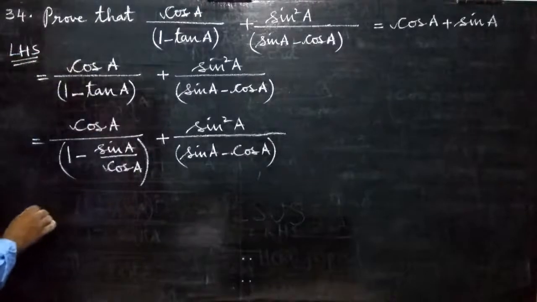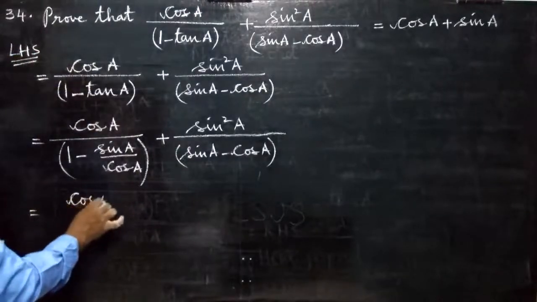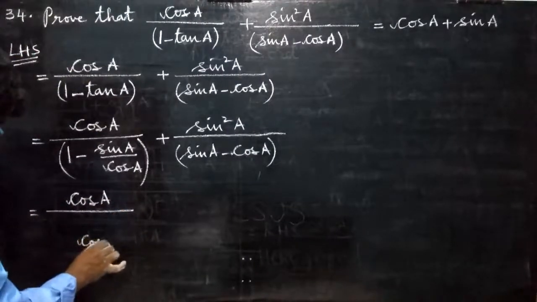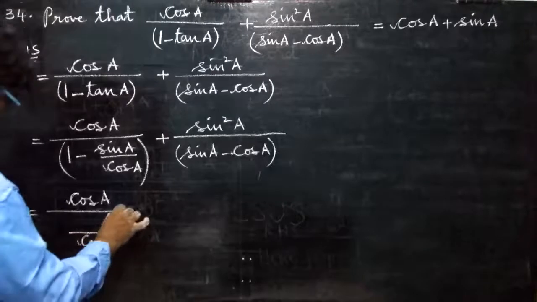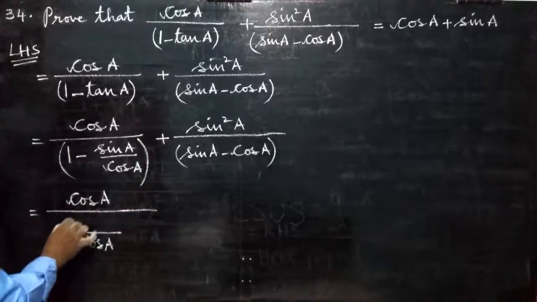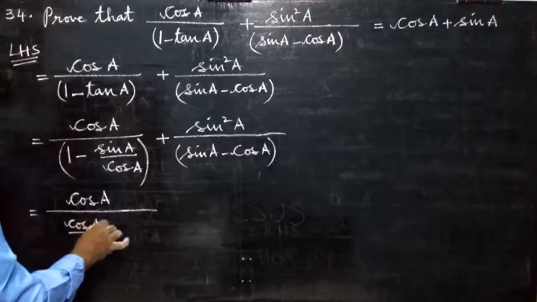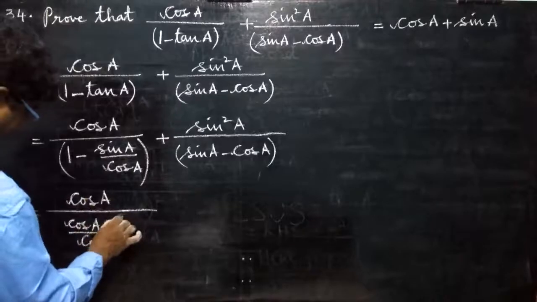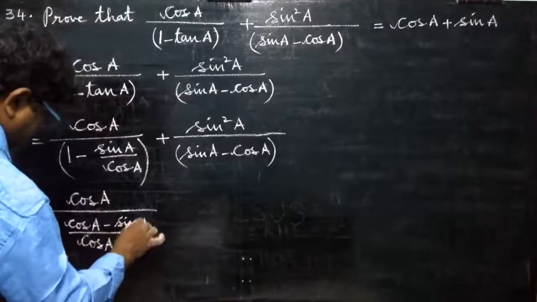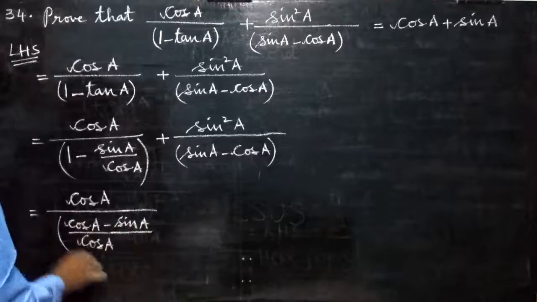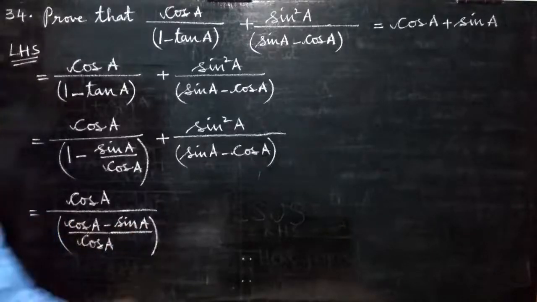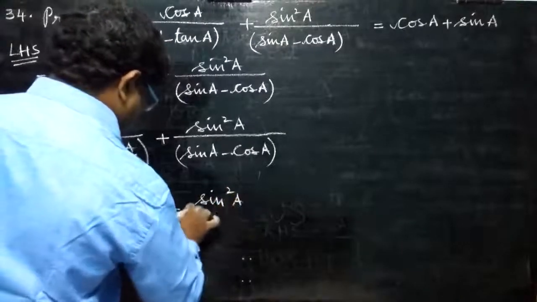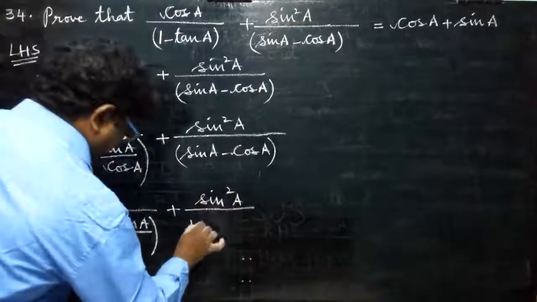Now that is equal to cos A by, now you have to take LCM. In the denominator LCM is cos A. Cos A LCM. 1 cos A is cos A, minus, cos A goes into cos A one time, 1 sin A is sin A. Now close the bracket. This one as it is: sin square A by sin A minus cos A.